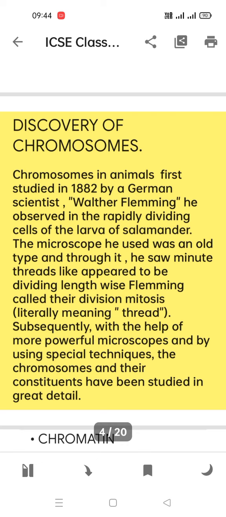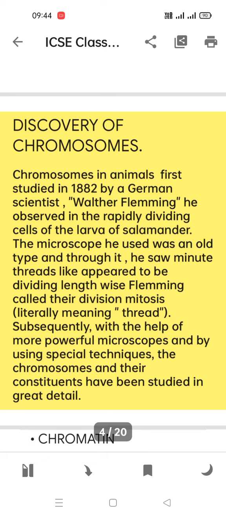Through this they are able to know more about chromosomes, because now the microscopes are compound microscopes. In a compound microscope you can visualize things more deeply. That's why the study of chromosomes has become easier, due to the compound microscope.